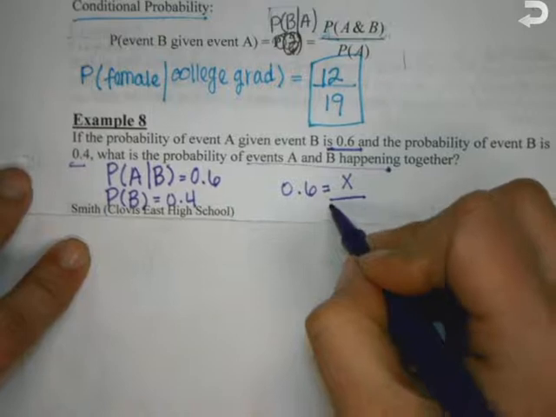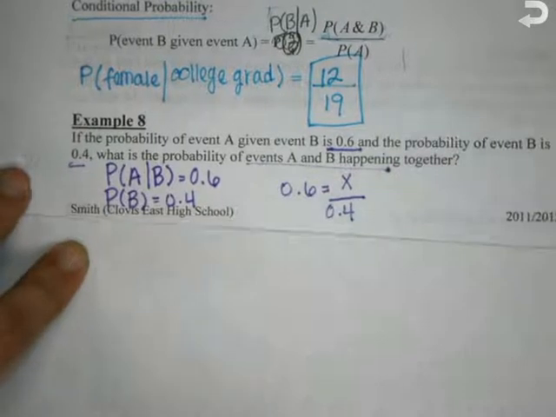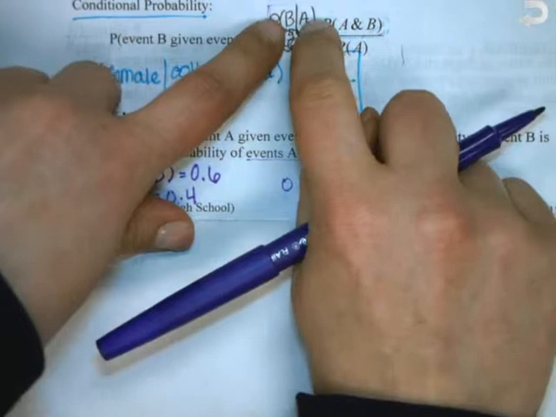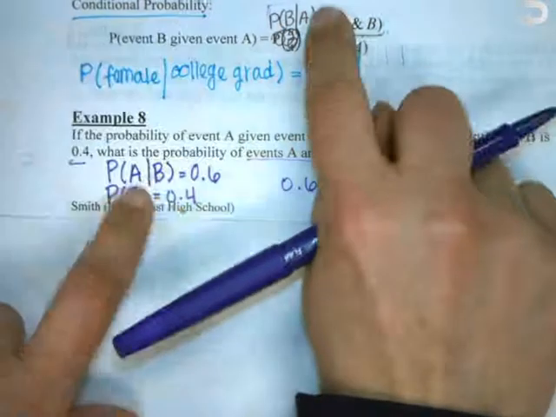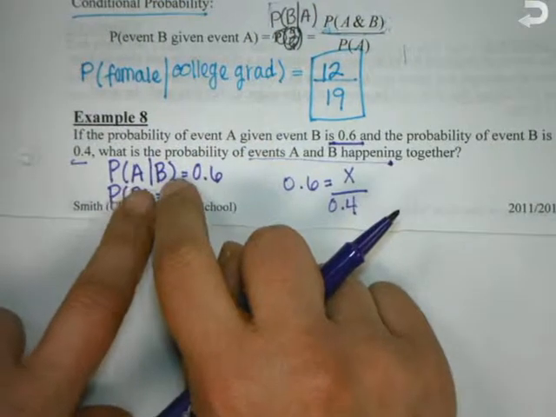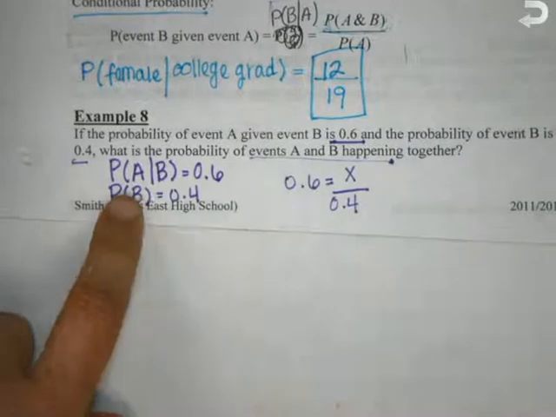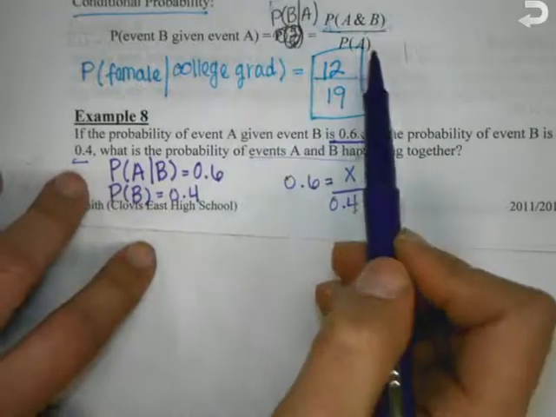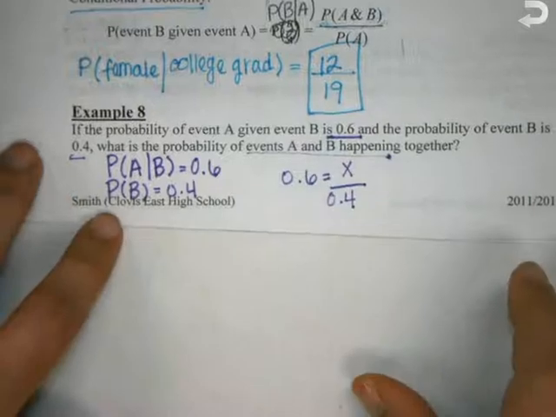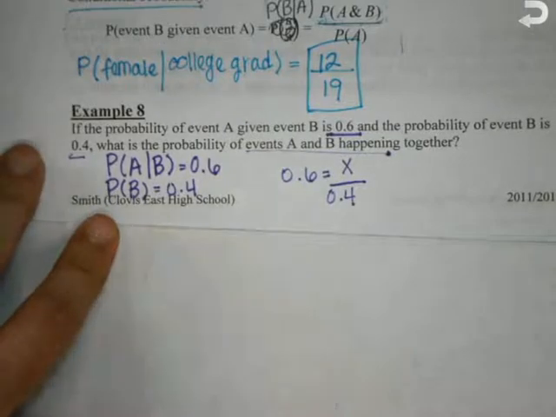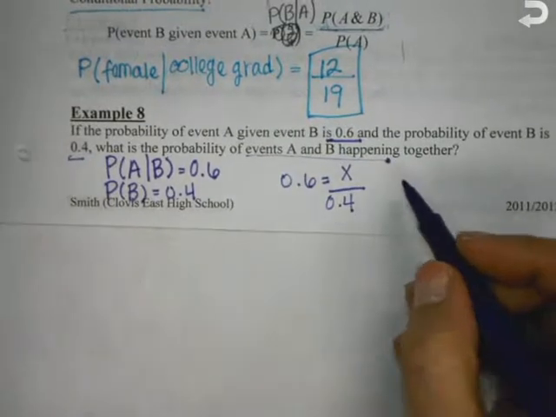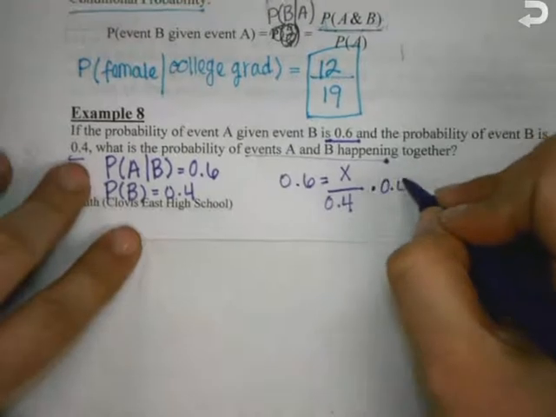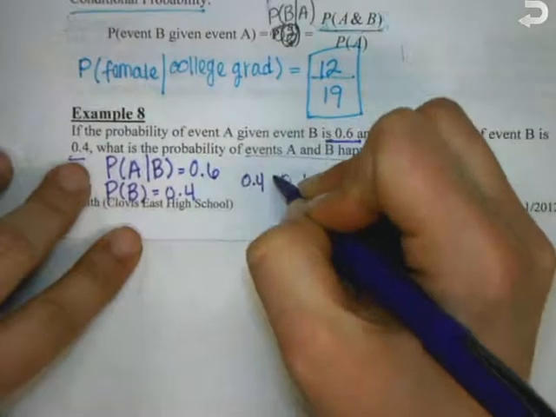How do I get X by itself? Multiplied times 0.4. So that's X equals 0.4 times 0.6, 0.24. So what's the percentage of A and B happening together? 24%. Does that make sense? You guys okay with just for the problem they gave it to us A and B switched? Yeah. Okay.